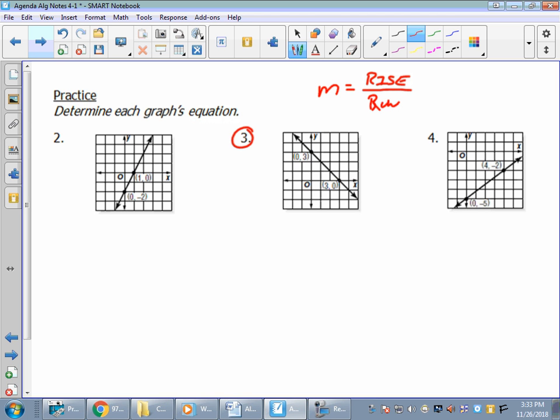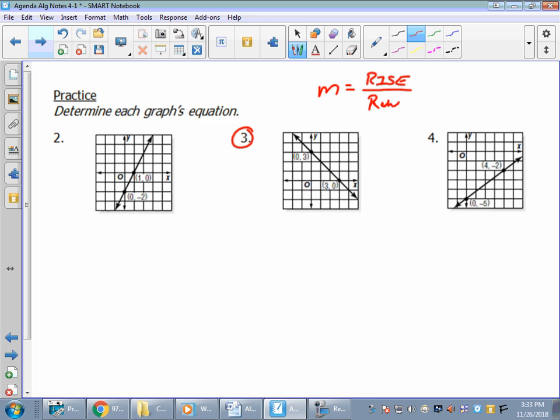If they just gave me points, well, then I'm going to use the slope formula, obviously, because I don't have a graph to go off of, which may be the case sometimes. But here we have a graph. So I'm going to go rise over run and try to get my slope.